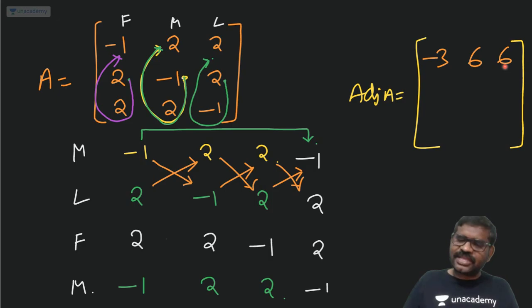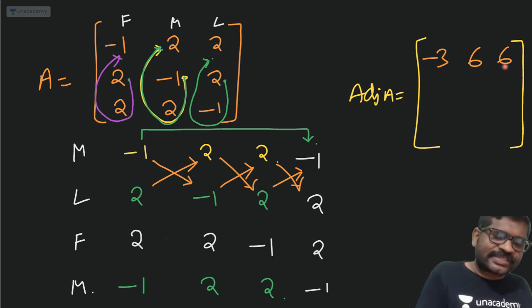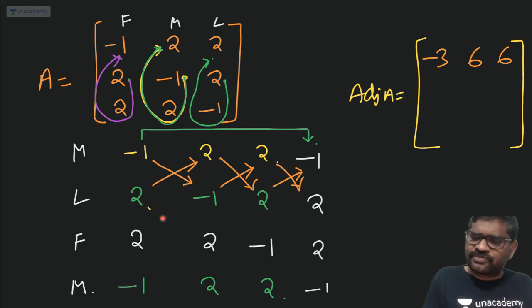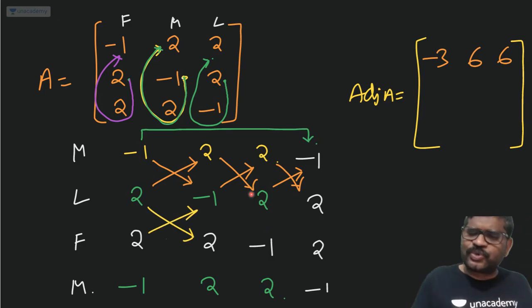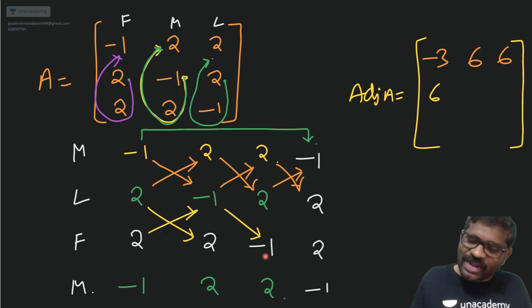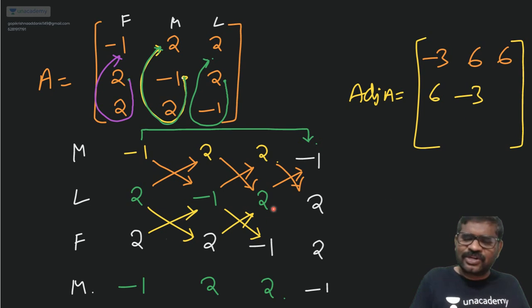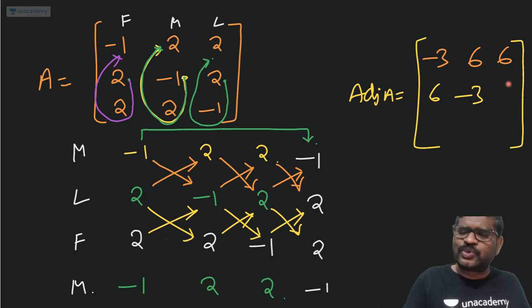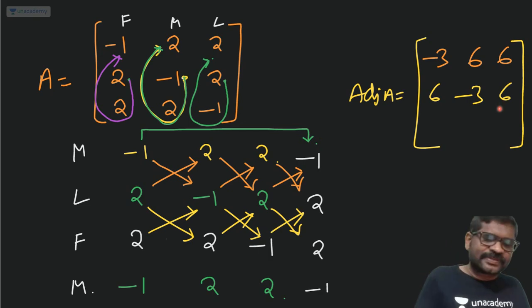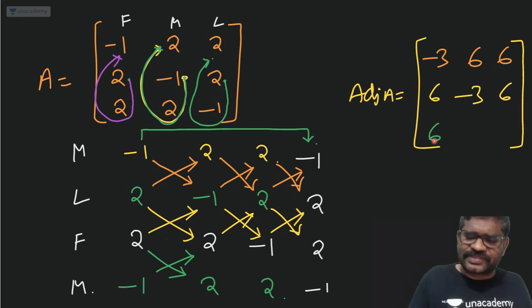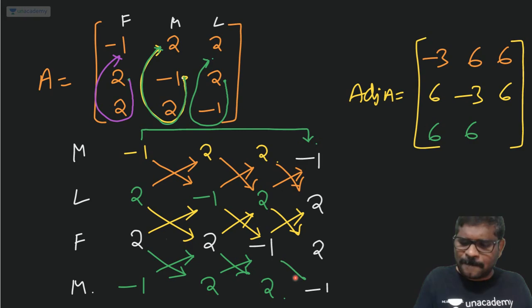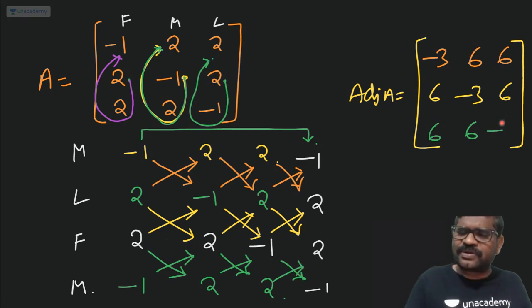Understood? Next, this product, 4 plus 2, 6. -1 into -1, 1; 1 - 4, -3. 2 2 ja 4, plus 2, 6. Next, 4 plus 2, 6. 1 - 4, -3.